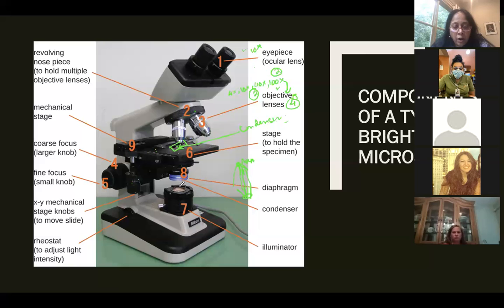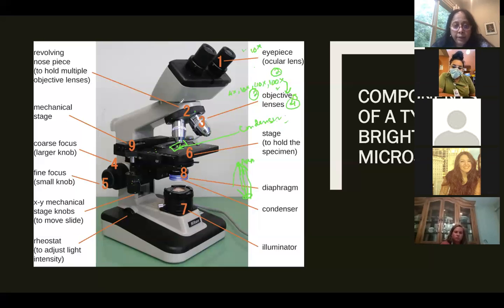So when the light moves through the specimen, it actually makes one image, maybe inside the objective lens, or maybe in this area, somewhere inside the body of the microscope. Okay, and that image is an inverted image.